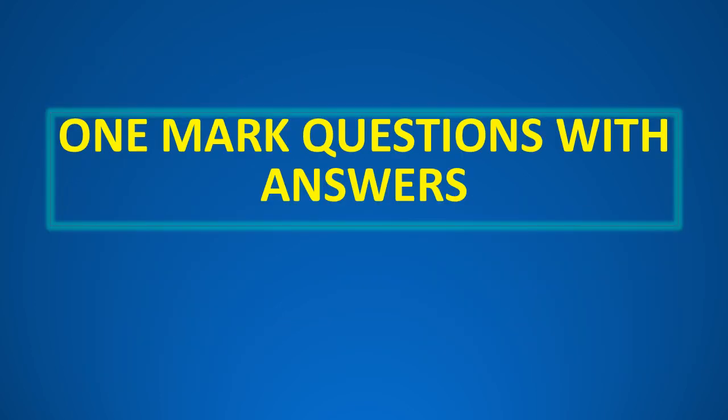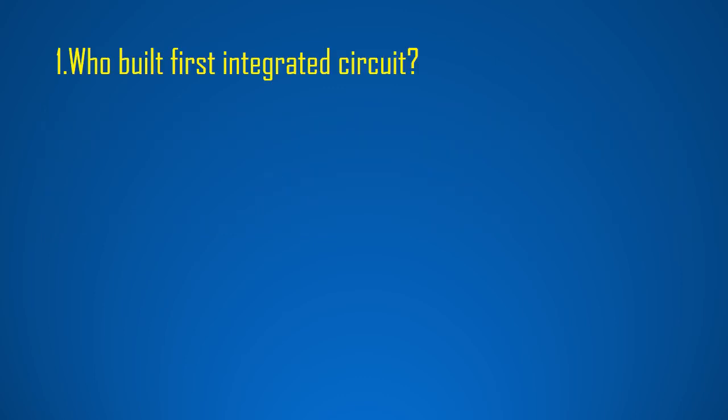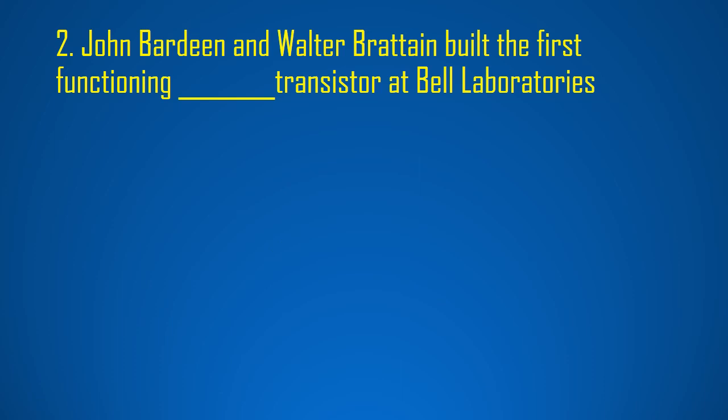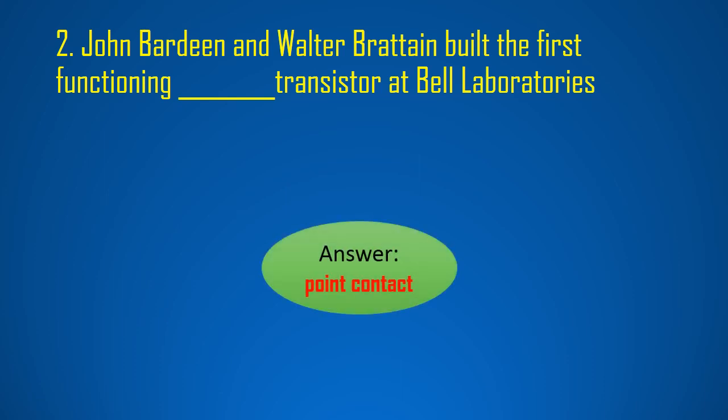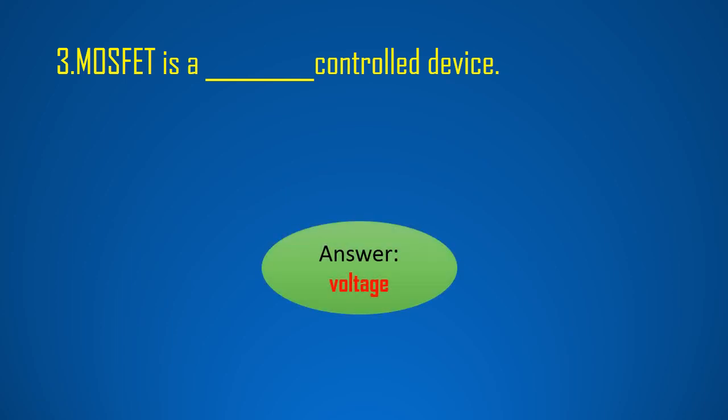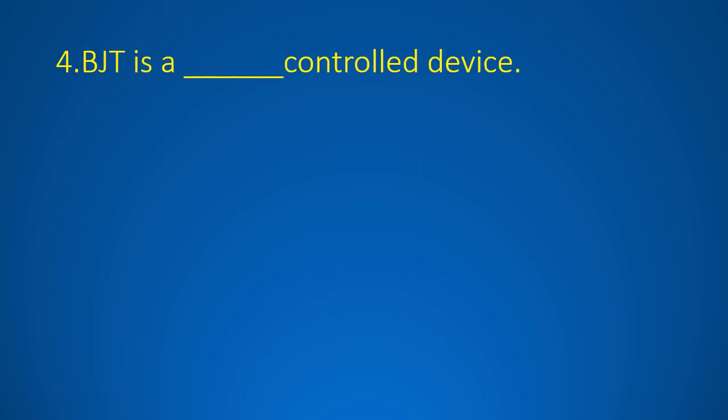Now let us revise it using some questions. So first question, who built the first integrated circuit? The answer is Jack Kilby. Second question, John Bardeen and Walter Brattain built the first functioning dash transistor at Bell Laboratories. The answer is point contact transistors. MOSFET is a dash control device. So always remember, MOSFET is a voltage control device and BJT is a current control device.